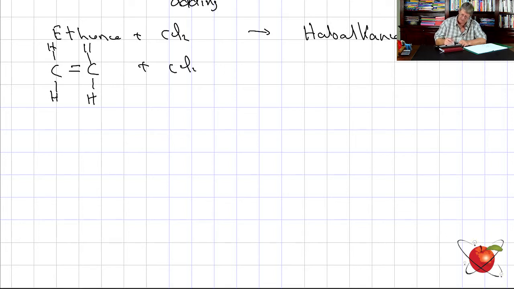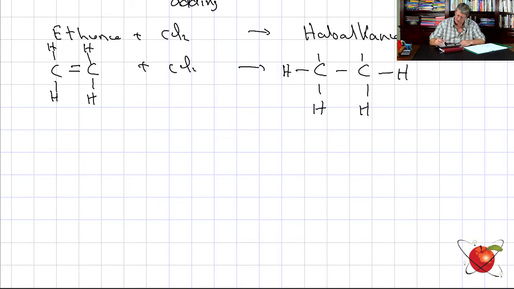Okay? Now, let's see what's going to happen here. What we're going to do is form a haloalkane. We're going to take the H, the C and the C, an H and an H and an H, and we are going to add the Cl and the Cl into it. That's what we're going to do. How do we do it?